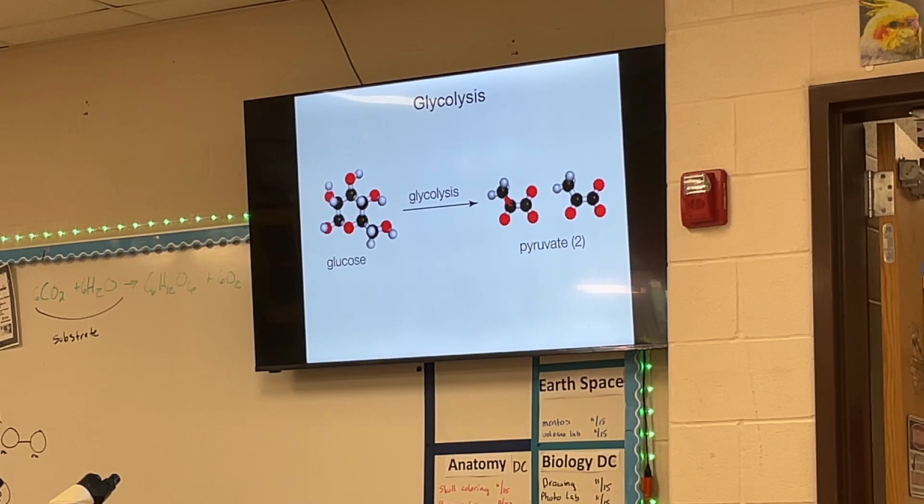The black ones represent carbon. So when you make these, there's like little molecule kits you can get. The black represent carbon, the red represent oxygen, and then the white represent hydrogen.